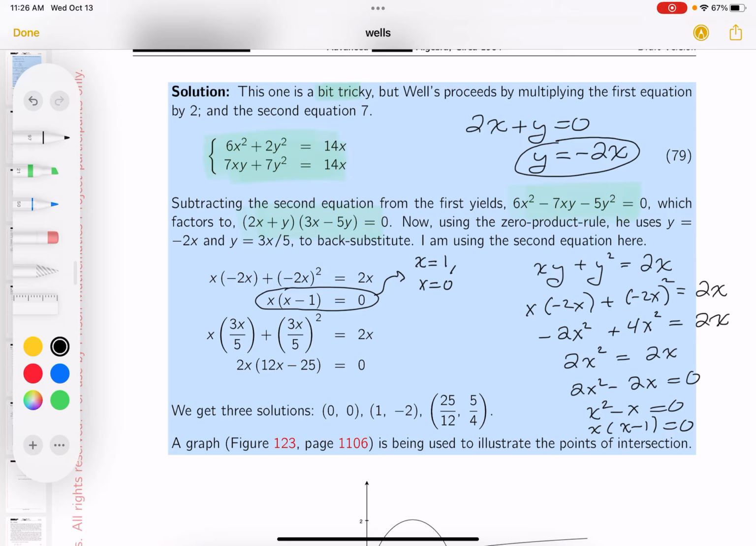If x is 1, I want to point out we're using this over here. I could figure out the y, right? That's minus 2, isn't it? Whoops, sorry about that. And if x is 0, what would the y be? Y would be 0. We can check these later, by the way. All right, let's go to the next one.